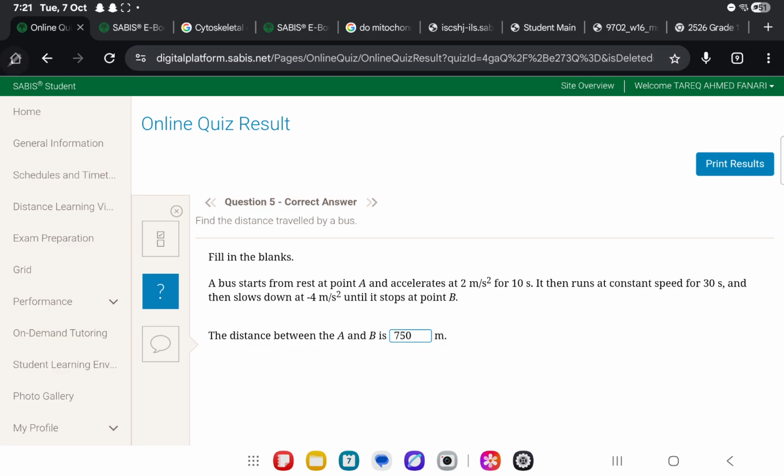Now, here, a bus starts, again, I'm going to take it in 3 phases, like I did with the graph. A bus starts from rest at point A and accelerates at 2 meters per second squared for 10 seconds. Since I have an acceleration, and it says it's a constant acceleration, I know this phase is UARM. They told me it's accelerating at this rate, so it's very obvious. Phase 1 is UARM, because accelerating at 2 meters per second squared for 10 seconds literally means a constant rate of acceleration.